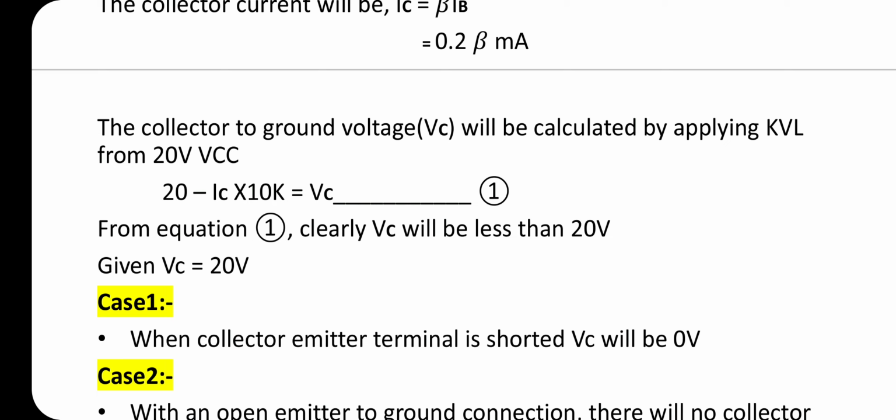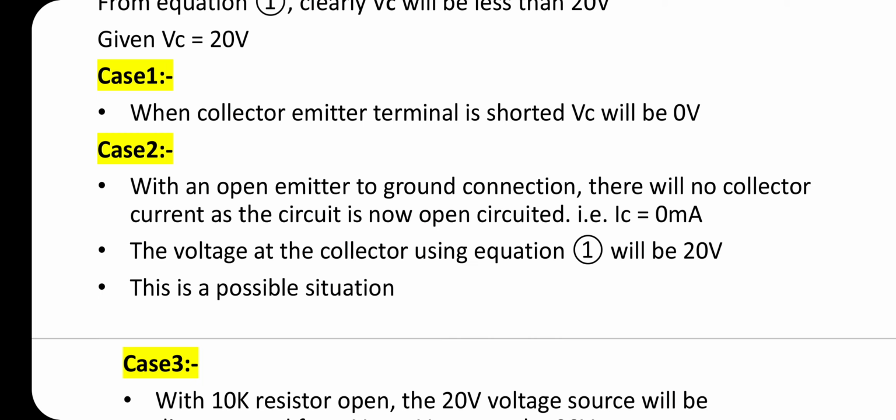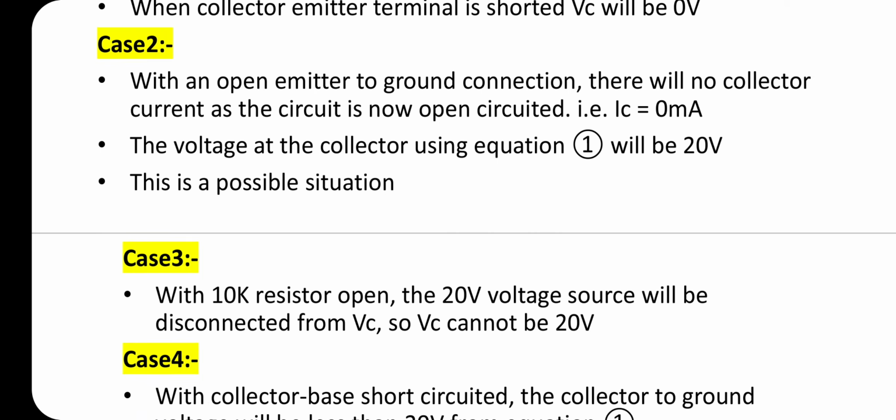Given VC equal to 20 volt. Case 1. When collector emitter terminal is shorted, VC will be 0 volt. Case 2. With an open emitter to ground connection, there will be no collector current as the circuit is now open circuit. That is IC equal to 0 milliampere. The voltage at the collector using equation 1 will be 20 volt now. This is a possible situation.